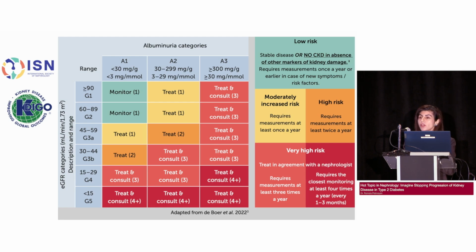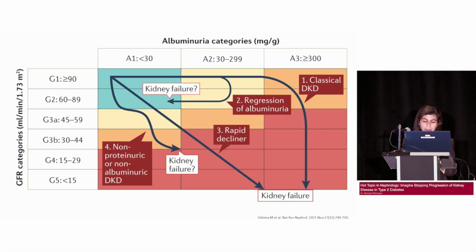Patients in the low-risk category may be followed yearly, or earlier if they're developing new symptoms or risk factors. Patients in the moderately increased category should be followed at least once a year, if not more. As we transition to our high-risk patients, those should be followed up at least twice a year. And at very high risk, nephrology consultation is also very helpful, and these patients should be followed at least 3 times a year, if not more. So it really gives you an idea of when to set up follow-ups and when to refer, as we're trying to identify the patients that would benefit from intervention the most.